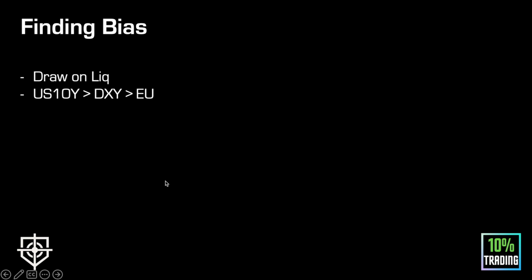We find the drawn liquidity for the US 10-year. Then we use that to find it for the DXY. Once we've found the drawn liquidity for the DXY, we frame something similar but opposite for the Euro USD. And that way, we just wait for reactions before we enter our trade.